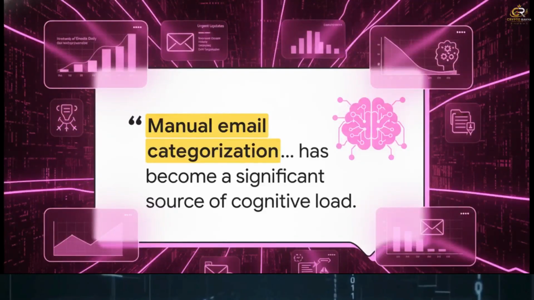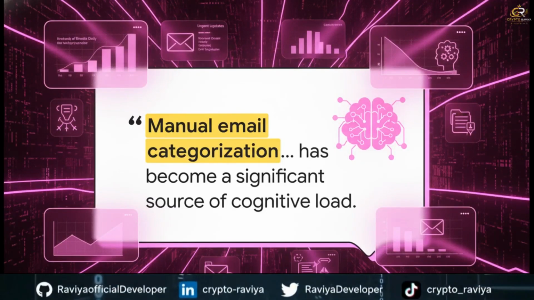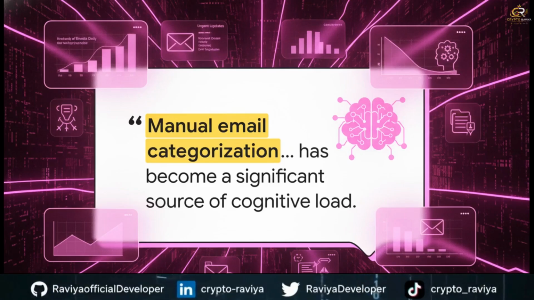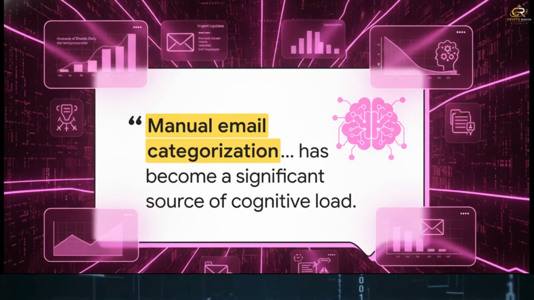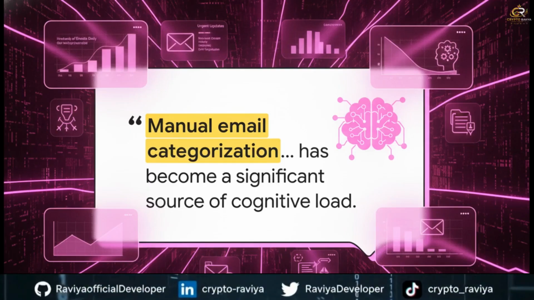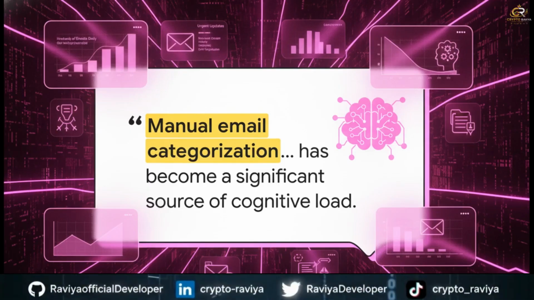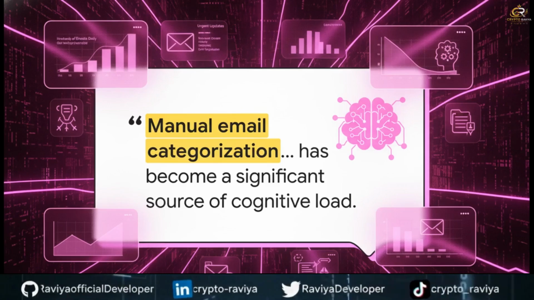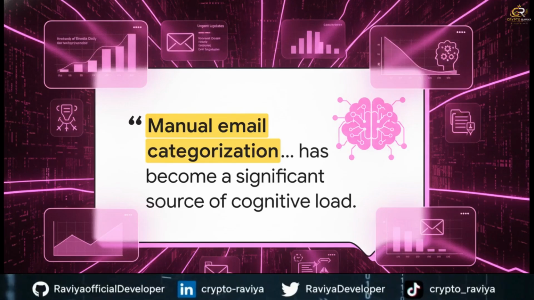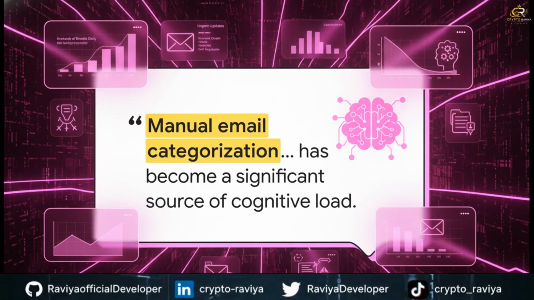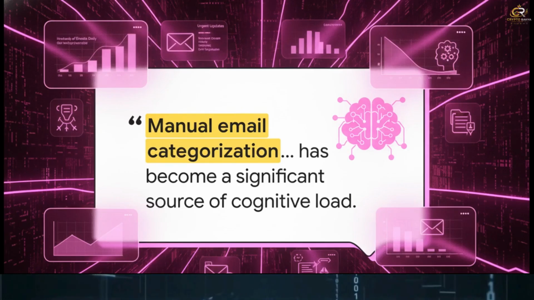Now, to frame exactly why we're building this, there's a recent framework paper that just hits the nail on the head. It states that manual email categorization, sorting, and classification has become a significant source of cognitive load and productivity loss. And honestly, it makes sense, right? On average, professionals receive hundreds of emails a day. Trying to manually filter out the noise just to find that one urgent project update is incredibly prone to human error.